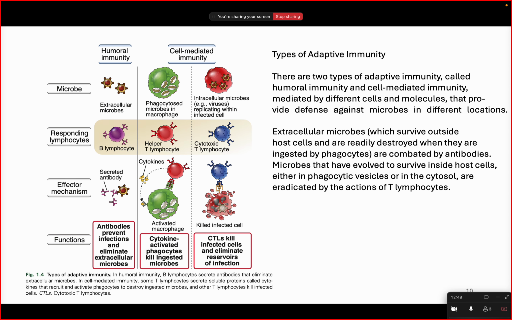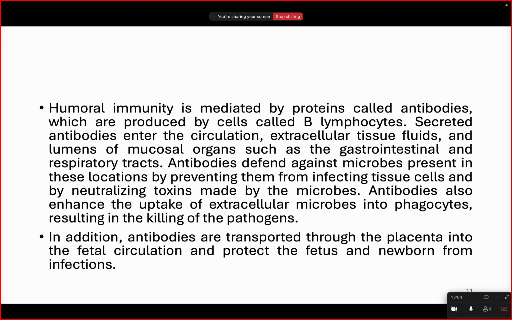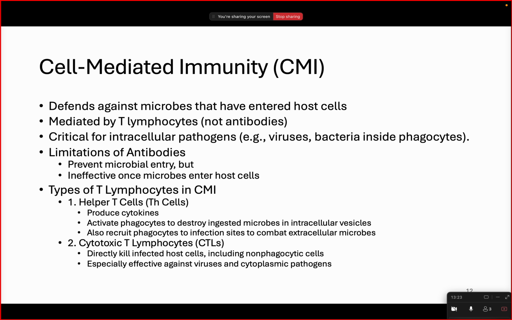When we talk about cell mediated immunity, it directly means T lymphocytes, right? So in this you have T helper cells, cytotoxic T cells, and T regulatory cells. All these cells, if you categorize them, fit into cell mediated immunity. Now, humoral immunity is mediated by proteins called antibodies, which are produced by cells. So these are basically what? These are B cell receptors. Antibodies defend against microbes present in these locations by preventing them from infecting tissue cells and by neutralizing toxins. Okay, and antibodies also provide immunity to the newborn.